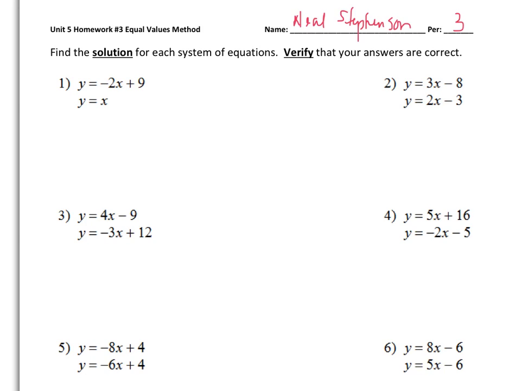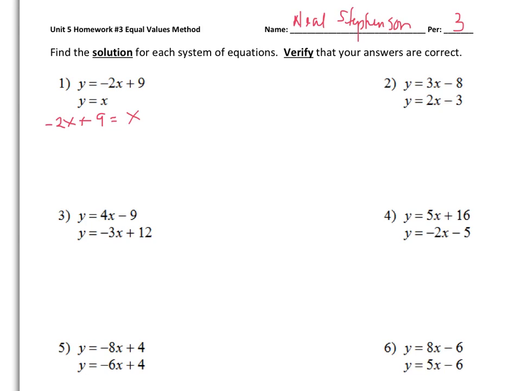Number 1 says y equals negative 2x plus 9 and y equals x. When we have a problem like this, we make them equal to each other. That's what equal values means. So we would write it something like this: negative 2x plus 9 equals x.